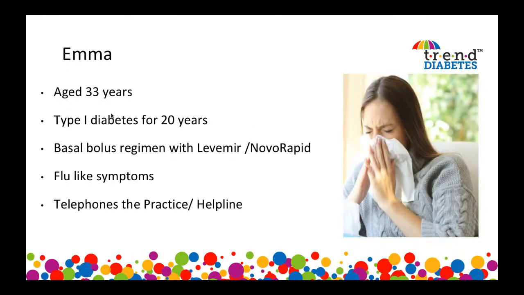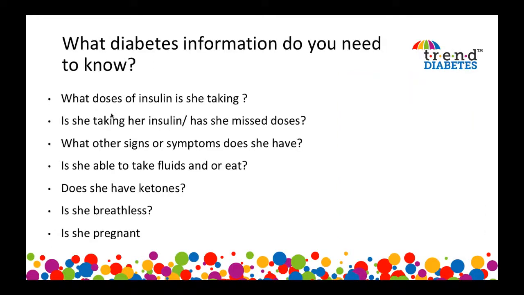So let's look at Emma. She's 33 years old and she's had type 1 diabetes for some time, and she's on a basal bolus insulin regimen, and here's the names of the insulin. She's got flu-like symptoms. She just really doesn't feel very well. So she either telephones the practice or maybe a diabetes specialist nurse helpline just to ask for some advice. So we're really looking at trying to help her so that we can give her effective sick day advice so that she doesn't progress to diabetic ketoacidosis.